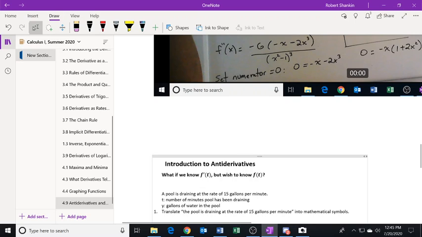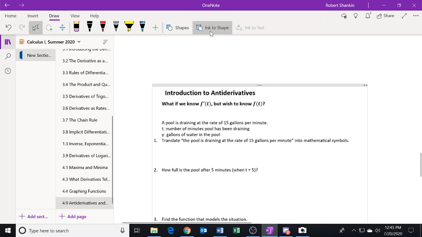Okay. And so how we're going to start our inquiry into this is with some questions. So if we know f prime, but wish to know f, this is the reverse of the direction that we've always gone before. We've known the function, and then we've said, all right, what's its derivative? But what if we know the derivative, but then we wish to know the original function? Then we would need something, not a derivative, but an antiderivative that would bring us back to the original function.